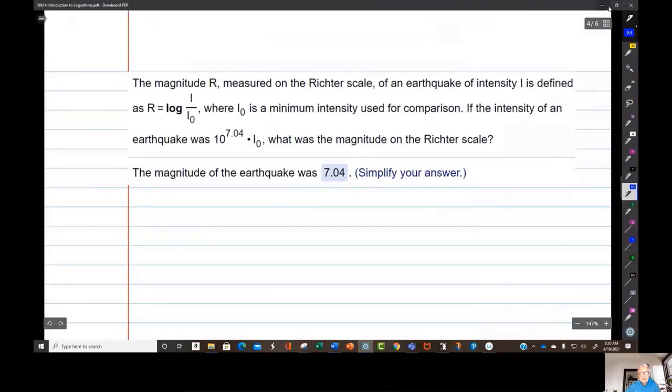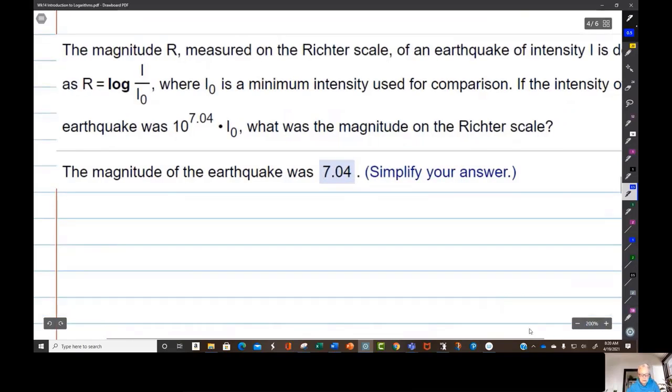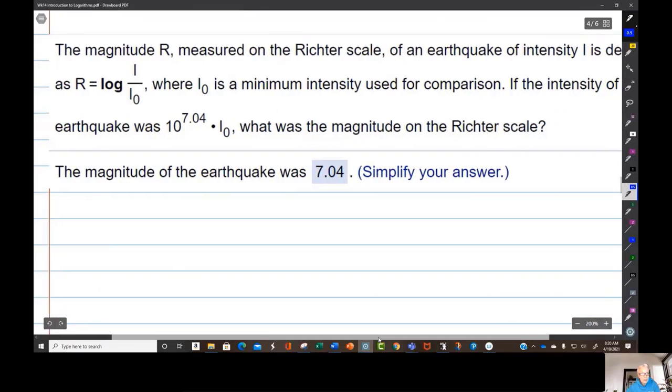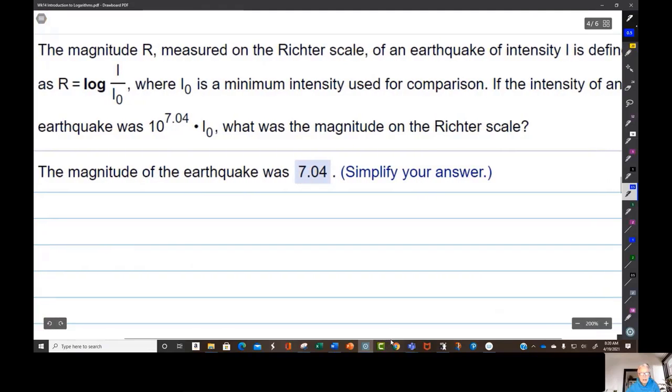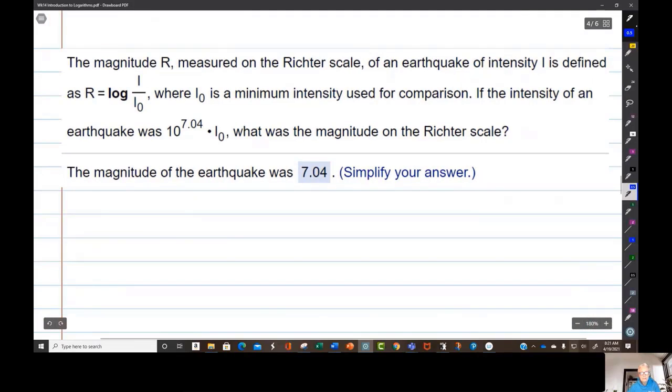Now this was the importance of logarithms when I was growing up. That is what we learned about in my science classes in elementary school. And that was that logarithms were used to measure the strength, the magnitude of earthquakes. And I was fascinated by that. Now they don't use the Richter scale anymore. They use a different scale, but it's still logarithmic, I believe.